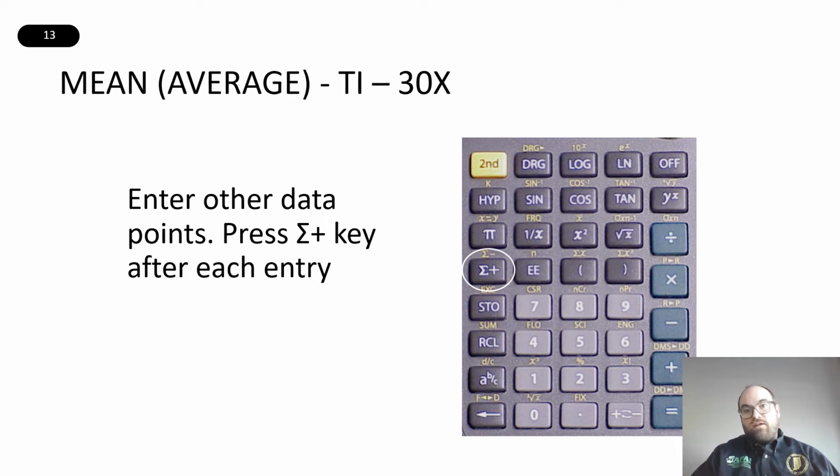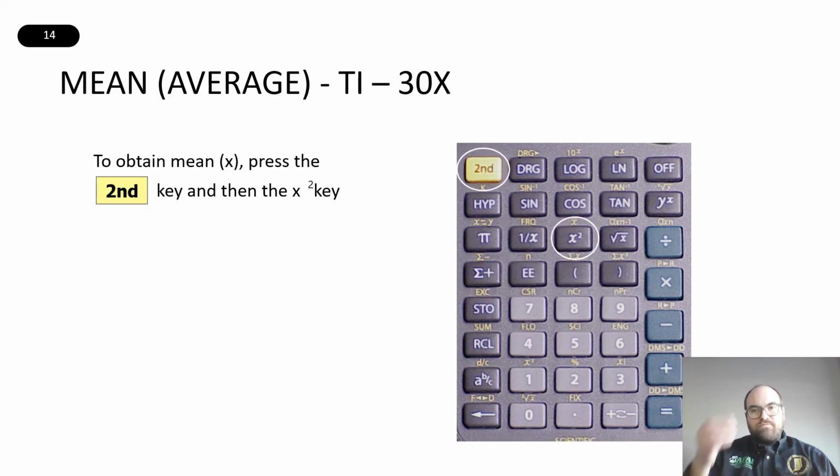You then put in another data point and press the sigma plus key after each entry. After the second one, it should say n equals 2. The third one says n equals 3, and so on, until you've entered all your data, whether you have 5 data points or 10 or 12 or however many you have.